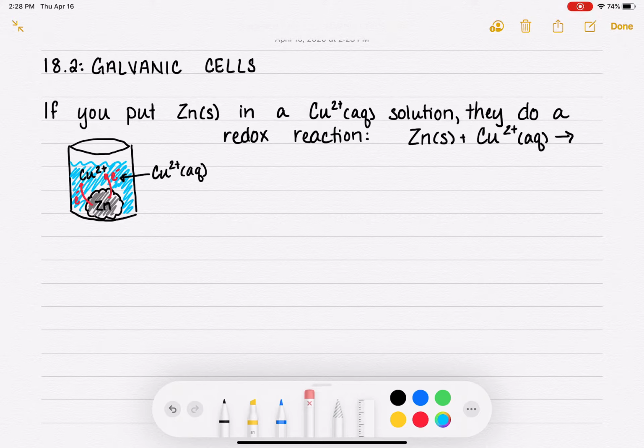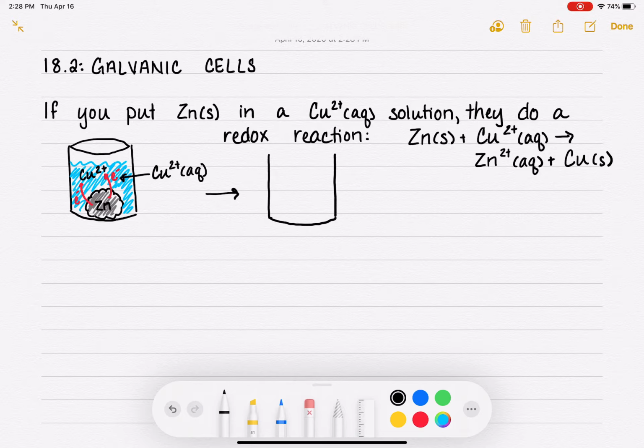So that means that the zinc is going to go from zinc metal to a zinc 2+ cation. And the copper, when it absorbs those electrons, is going to just become copper, the atom. It's not going to be an ion anymore. And so as this is happening, the zinc and the copper change their state.